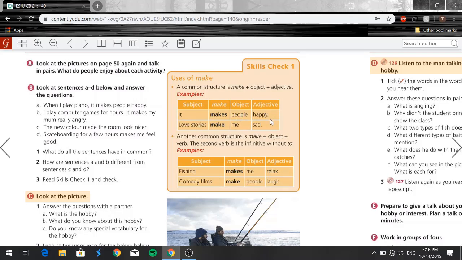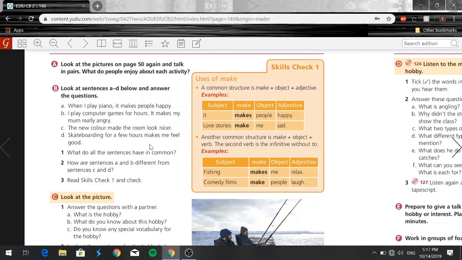Object, people, adjective, happy, right? So if the subject is singular, you add an S to make. If it's plural, you get rid of the S. So love stories make me sad, okay? Now, you gotta know that there's another common structure with the word make, and that is make plus object plus verb, right? But you gotta know that the second verb is the infinitive without to. So for example, fishing makes me relax. Comedy films make people laugh, okay?